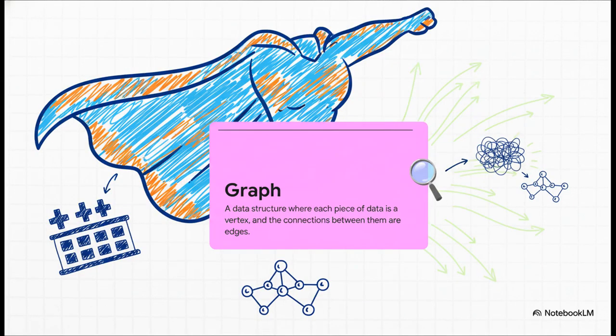Another amazing tool is the graph. It's just a structure of nodes and the connections between them. Think about it. Your social network, that's a graph. A map of flights between airports, that's a graph. Graphs are incredible for modeling relationships, and they power everything from Google Maps finding you the shortest route to Netflix recommending what you should watch next.